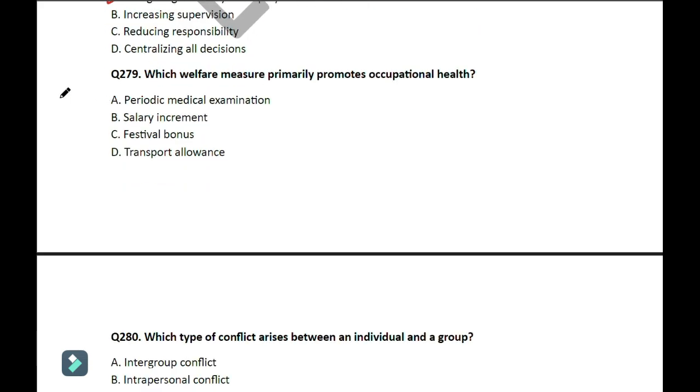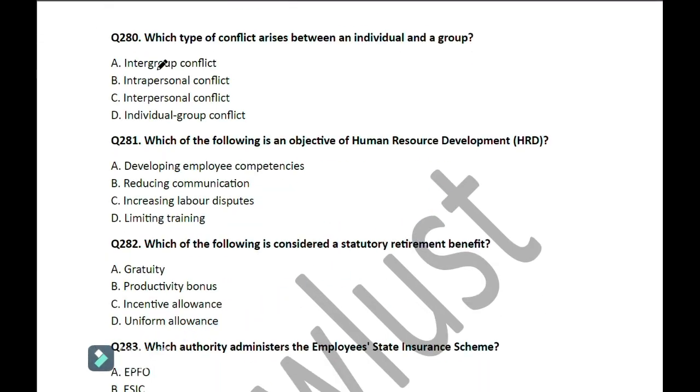Question number 279. Which welfare measure primarily promotes occupational health? So here the correct answer is periodic medical examination. Move on to the next question. Question number 280. Which type of conflict arises between an individual and a group? So here the correct answer is individual group conflict.